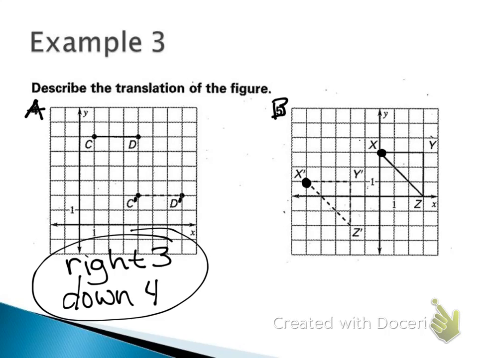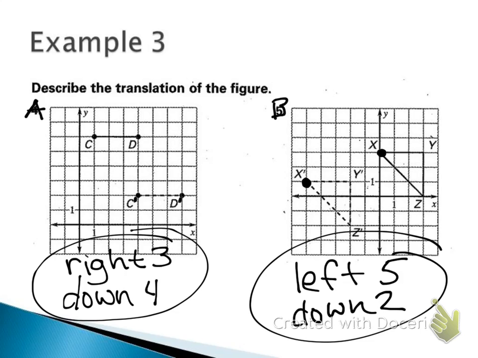Yes. We're going left 5, and then we're going down 2. Perfect. And you can check Y and Y prime the same way. 1, 2, 3, 4, 5, 1, 2. Z to Z prime. 1, 2, 3, 4, 5, 1, 2. All right. What are your questions?